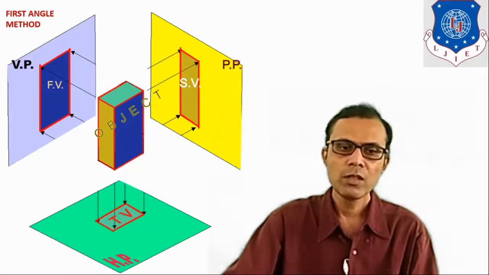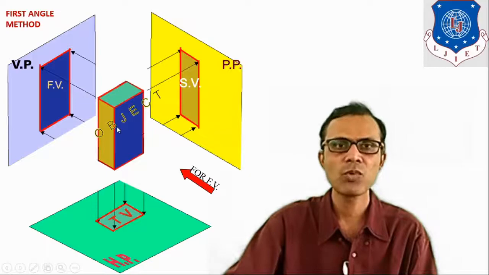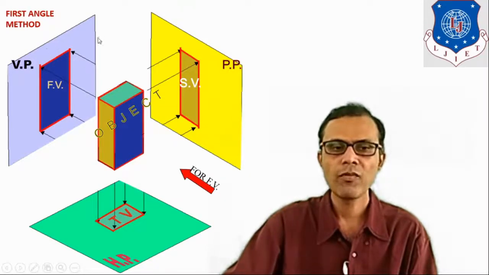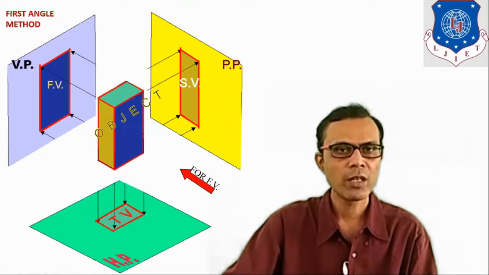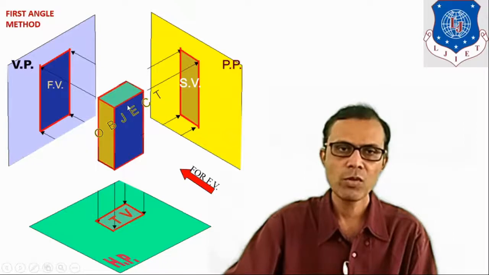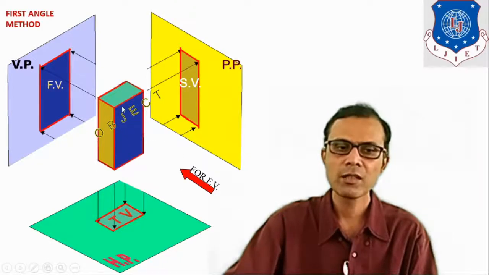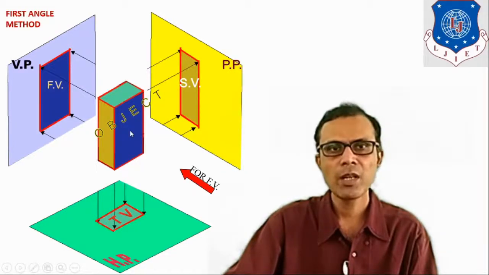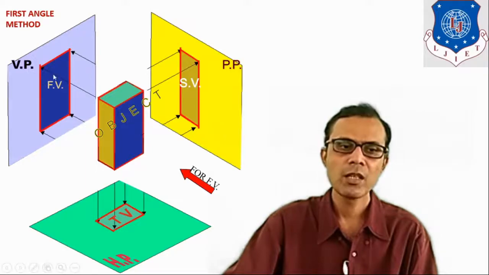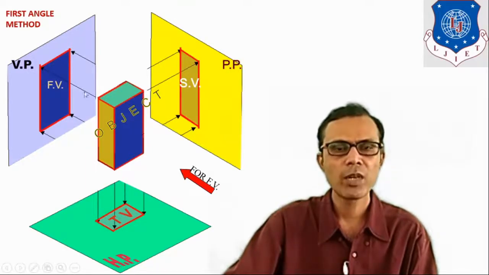Now the direction for the front view is this direction. On VP, the vertical plane, the obtained view is the front view, as we are looking at the object from the front direction. So you can see here, when you look at this object from this direction, the surface shown by this blue color, that similar surface can be seen on VP in the front view. So that is the front view.